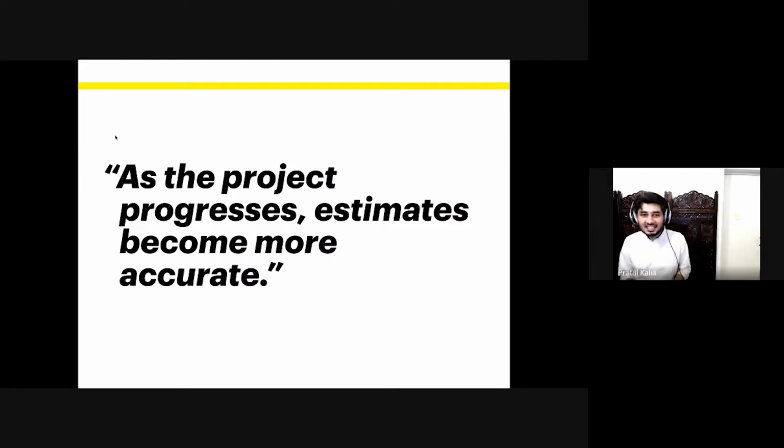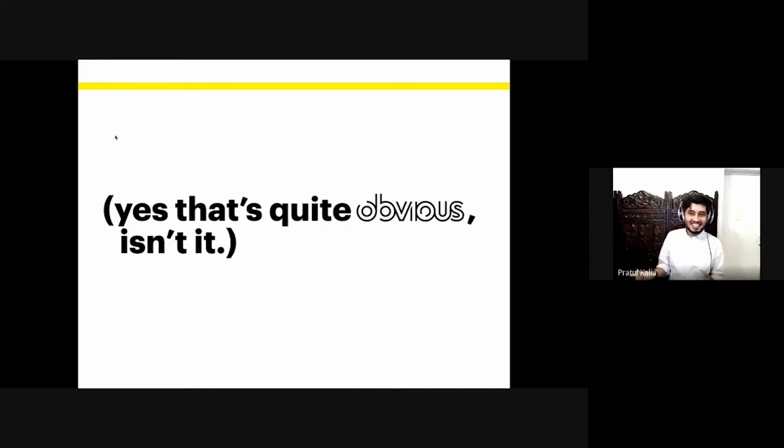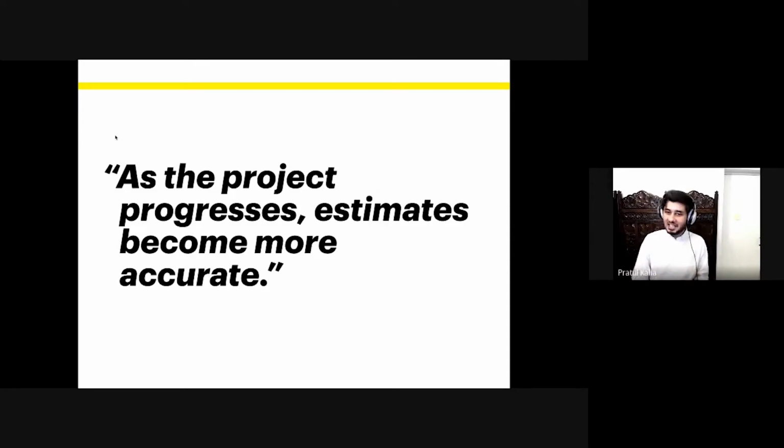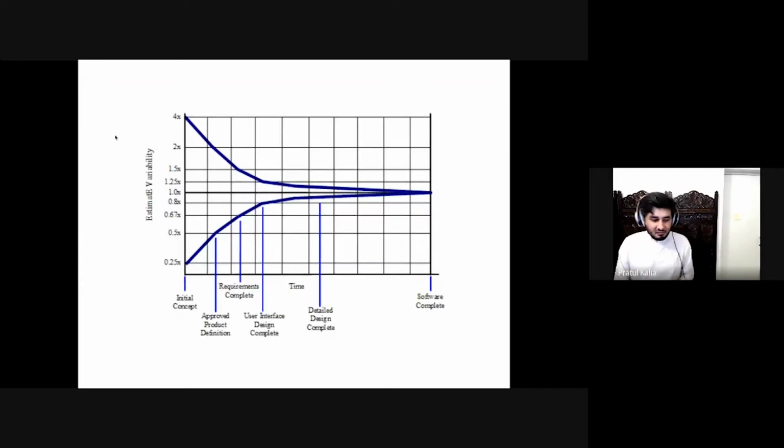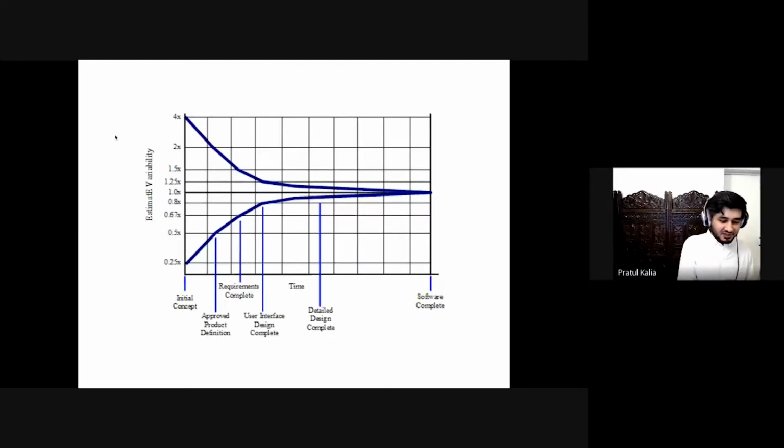What the cone of uncertainty says is that as the project progresses, estimates become more accurate. Obviously, that is quite obvious, is it not? Obviously, as the project progresses, estimates will become more accurate, right? Let me explain this chart now.